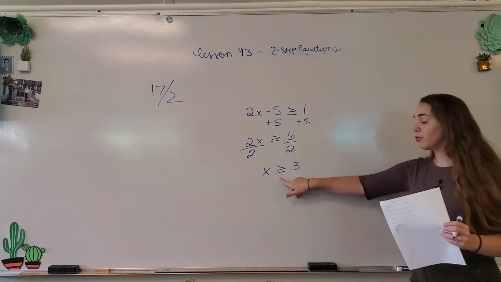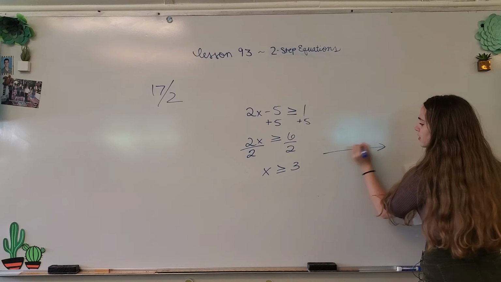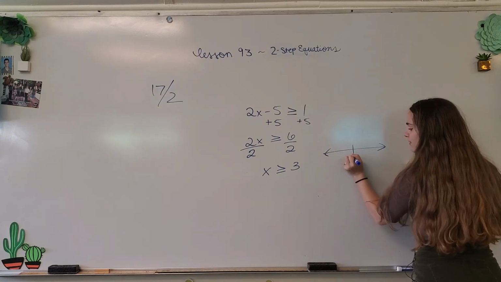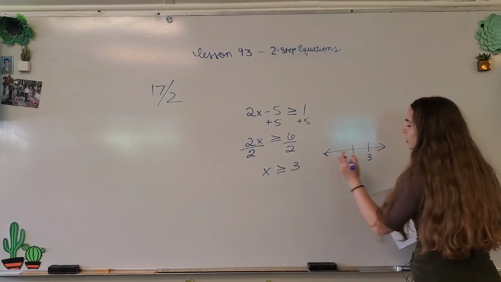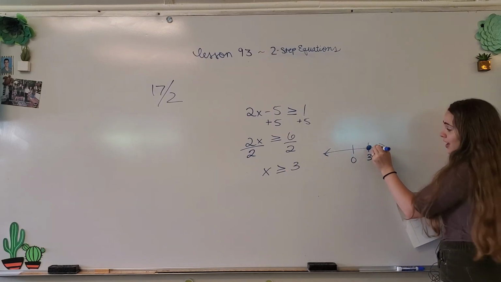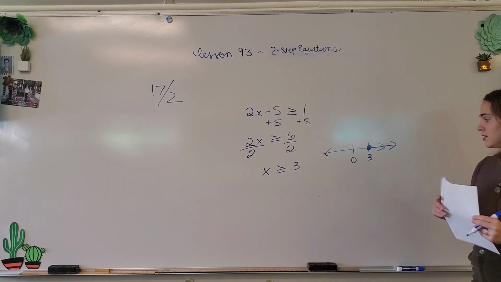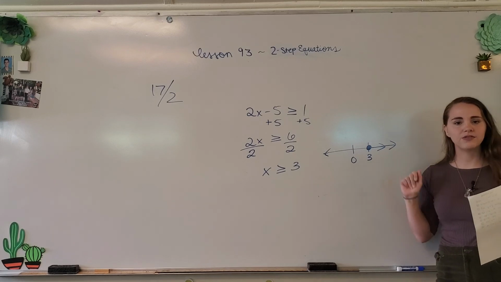Now remember, when we graph this, not on an x and y plane, just on a number line, we have 0, we have the number 3. And if it's greater than or equal to, since it's equal to, we give a closed circle, and greater than goes to the right. So we can see that anything greater than or equal to 3 can satisfy this inequality.